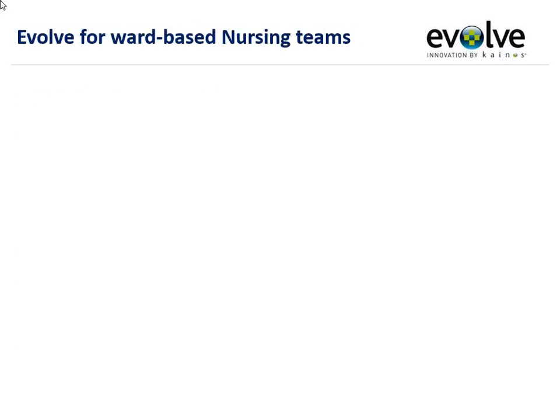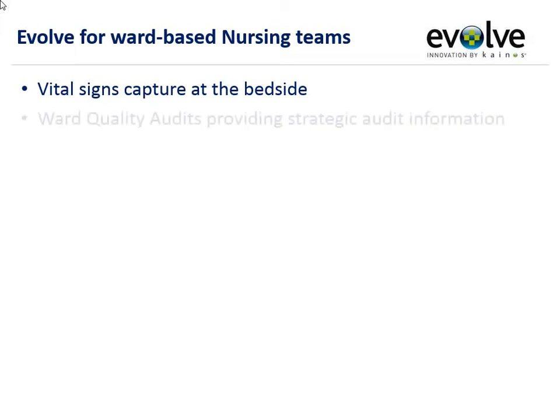In Evolve we have two main ways of doing this: Evolve for ward-based nursing teams and Evolve for field-based nursing teams. The technology solutions that we would provide would be the ability to capture vital signs at the bedside. So no longer having a whole stack of notes at the bedside, being able to do it all electronically via a ward PC or a mobile device like an iPad.